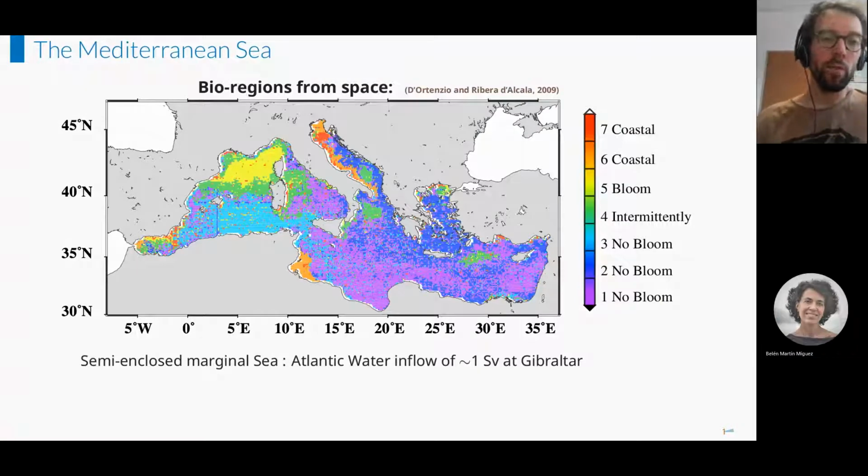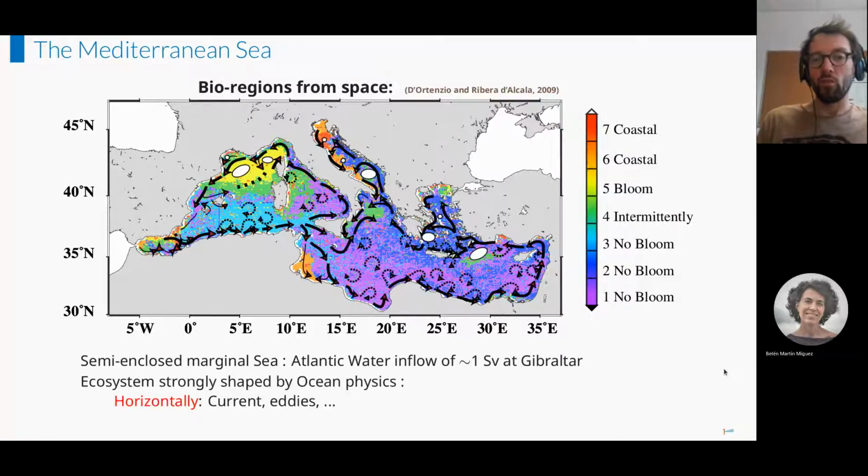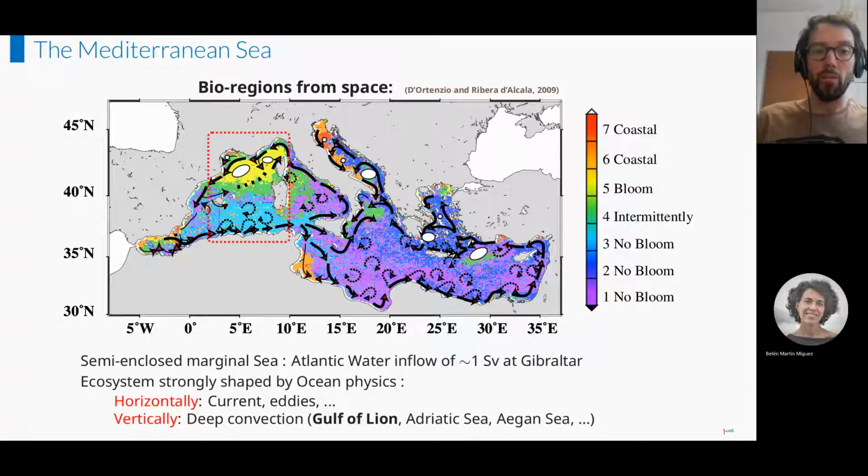So if we look at the Mediterranean Sea from space, we can define different regions according to how the chlorophyll and the primary production works. And if we observe the different patterns, we can see that the Mediterranean Sea is strongly constrained by horizontal currents, its physics, boundary currents and eddies, but also quite a lot by the vertical dynamics that happens in different basins.